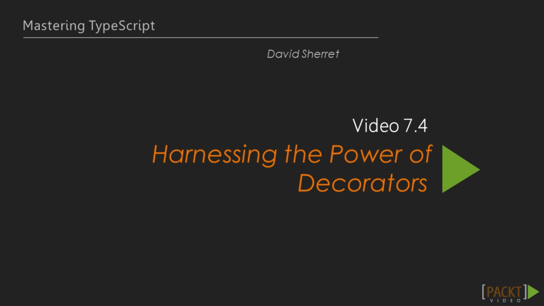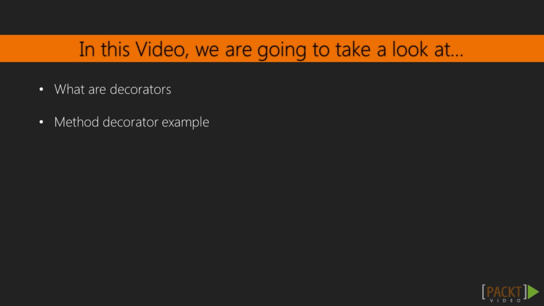In the previous video, we looked at how we can make asynchronous code easier by using async and await. In this video, we're going to look at using decorators to write more powerful applications. We're going to look at what decorators are, then at an example of using a method decorator in our server app.